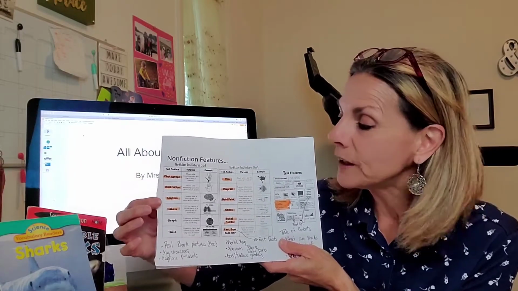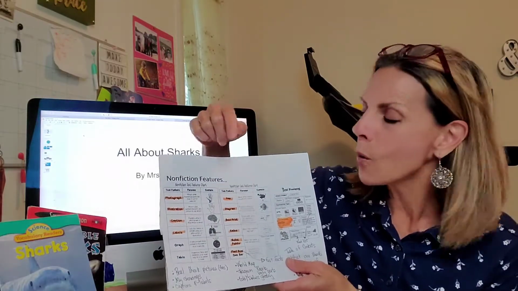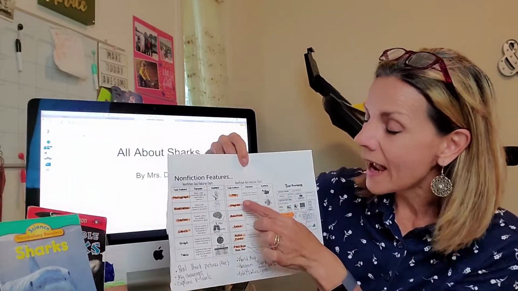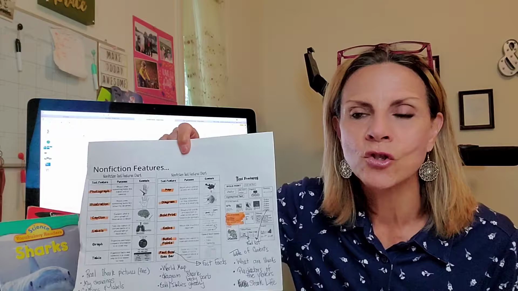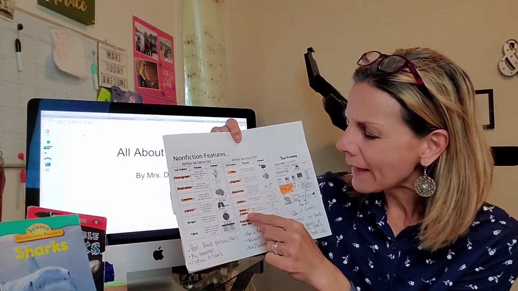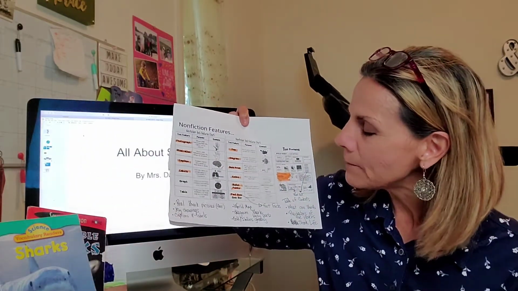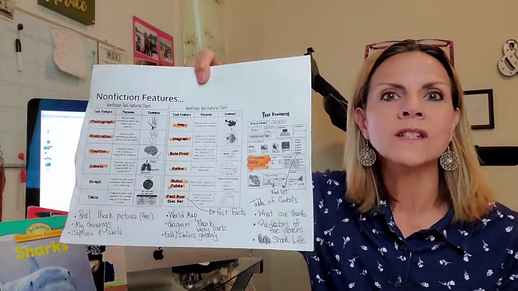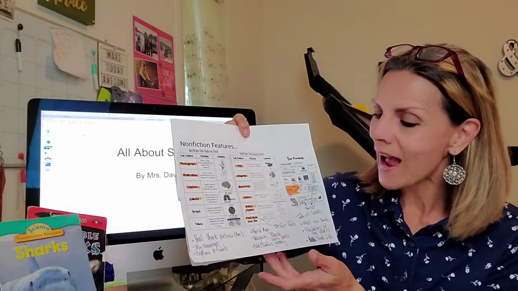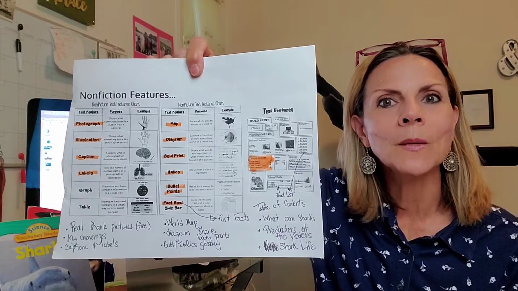I know I'm going to be using captions and labels, a map for sure, and then a diagram, definitely going to diagram a shark's body, bold print, we've got italics. I'm going to have some keywords highlighted in my book, and then of course I'm going to include some fast facts.